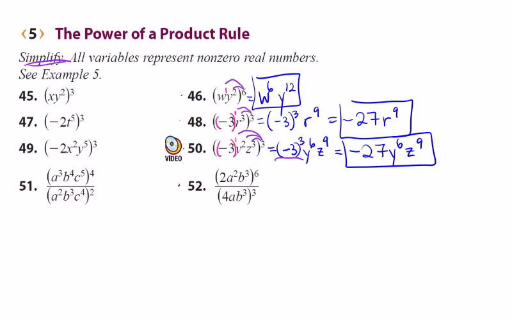All right, and last but not least, number 52. So here we have a quotient going on, right? But remember, when we're dealing with order of operations or PEMDAS, we know that the numerator and denominator are as if they're grouped together, right? So the numerator and the denominator, we want to simplify those first before we divide, okay?